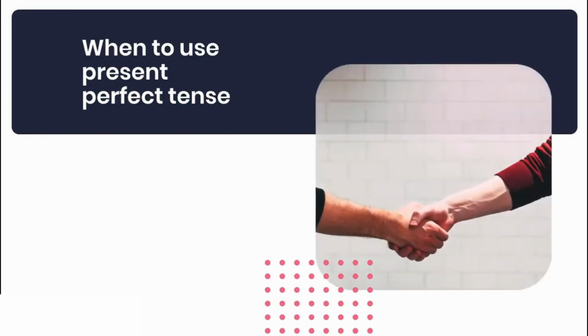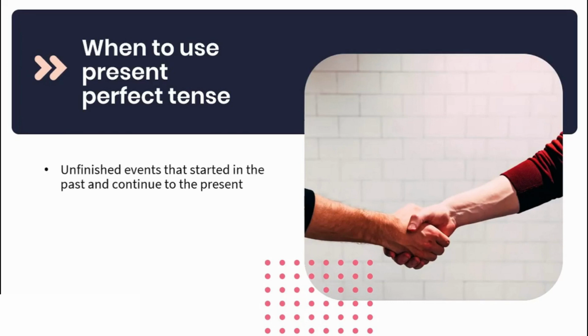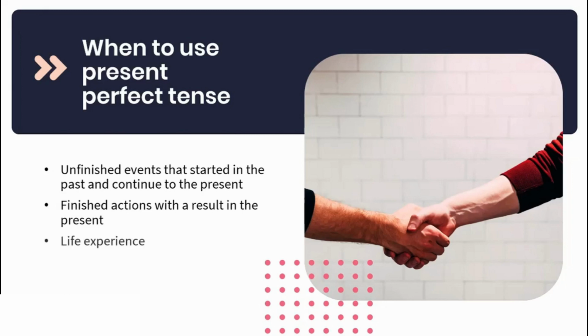You can use present perfect tense when talking about unfinished events that started in the past and continue into the present. You can also use it to talk about finished actions with a result in the present. Lastly, you can use it to talk about life experience.